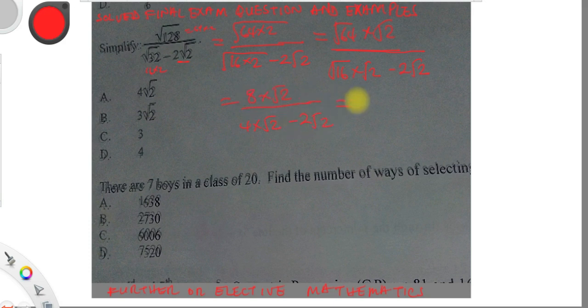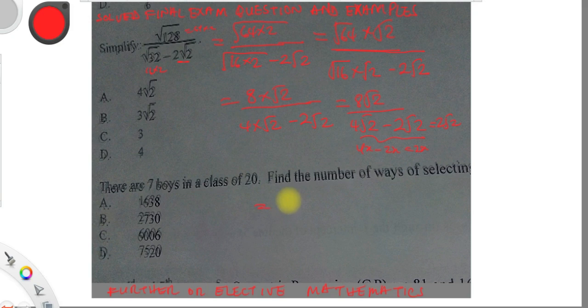So what is this? 8 times square root of 2 is the same as 8 root 2, all over 4 times square root of 2, which is 4 root 2, minus 2 root 2. What is 4 root 2 minus 2 root 2? This is similar to 4s minus 2s. So we get 2s, which is the same as 2 root 2. This is what you get.